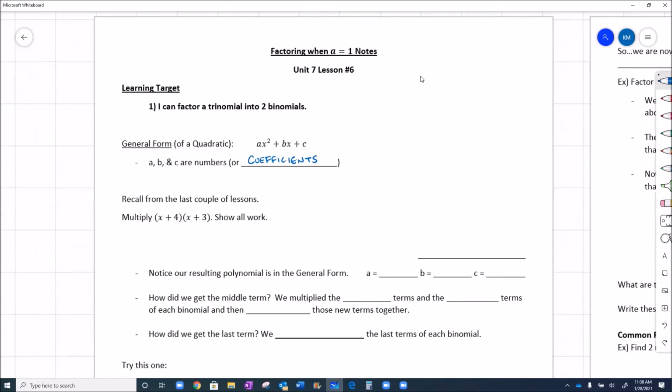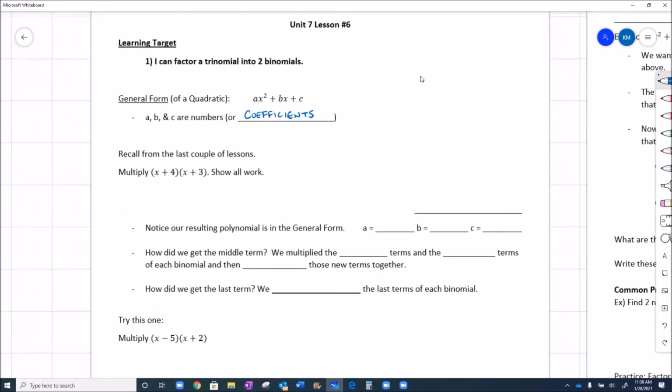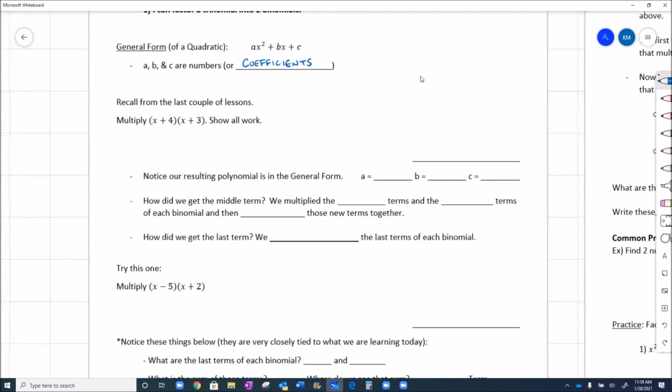So recall from the last couple of lessons, we can multiply x plus 4 times x plus 3. Show all your work. You can FOIL, you can do the box method. We FOIL, we have x squared, 3x, 4x, 12. Combining our like terms, we get x squared plus 7x plus 12.